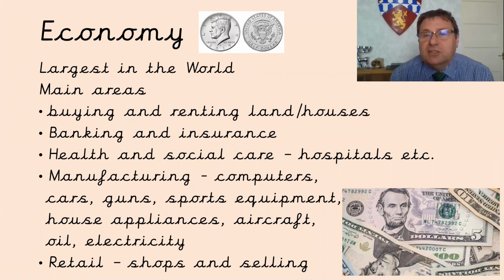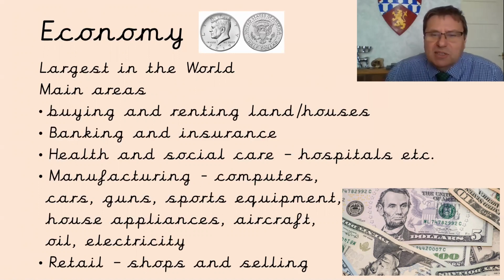Now, their economy, that means what they make money from. We said it was the largest economy in the world, which means they have more wealth and money than any other country in the world. And they've got their wealth and money mainly through buying and renting land and houses, banking and insurance, looking after people's money, health and social care, that's hospitals and places that look after people. Manufacturing, that's making things. So they make computers and cars and guns and sports equipment and house appliances and aircraft and oil and electricity and cars. They make all sorts of things in America.